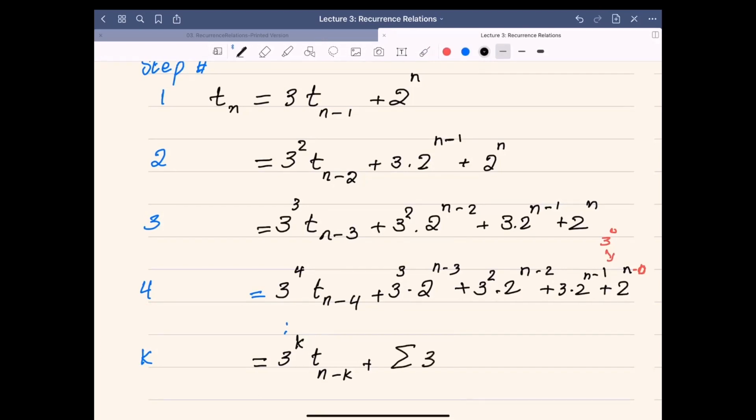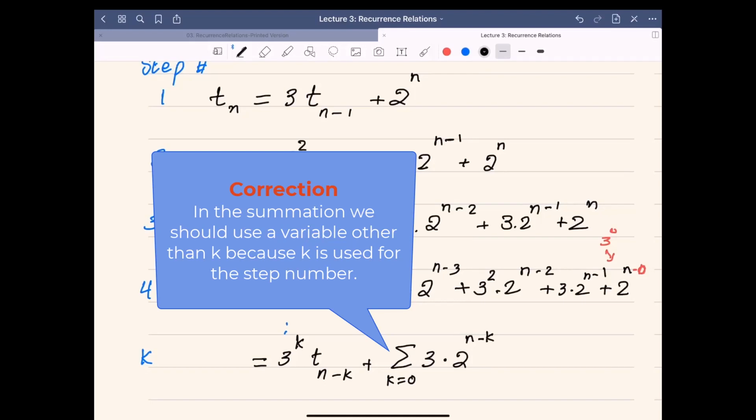Inside we have 3 raised to power something multiplied by T_{n minus something}. If we go from the end to the beginning of the summation, then the first power here is 0, 1, 2, 3. So we can have a variable, we will call it k, start from 0, and this will go up to k minus 1.